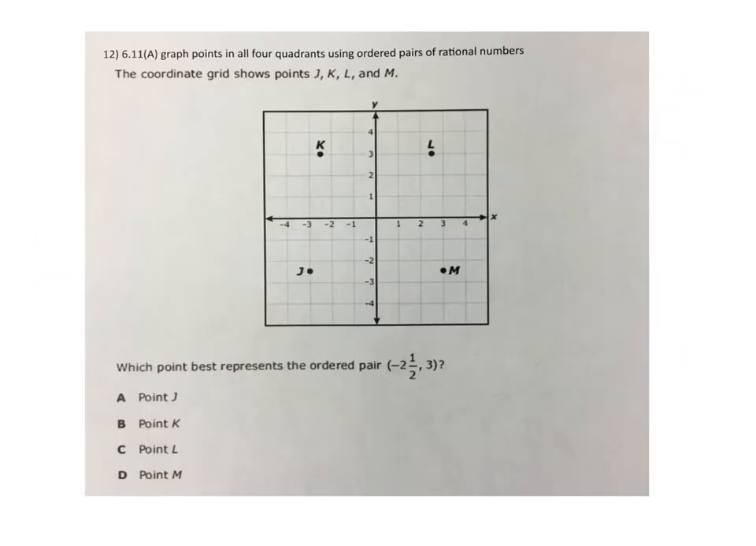Number 12, 6.11a, graph points in all 4 quadrants using ordered pairs of rational numbers. The question says, the coordinate grid shows points J, K, L, and M. Which point best represents the ordered pair negative 2.5, comma, 3? Is it A, point J, B, point K, C, point L, or D, point M?